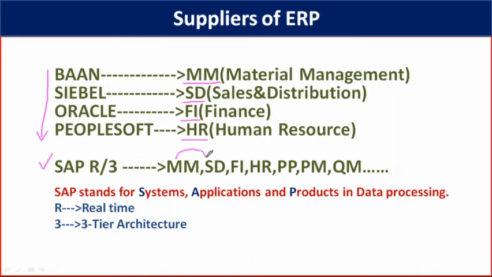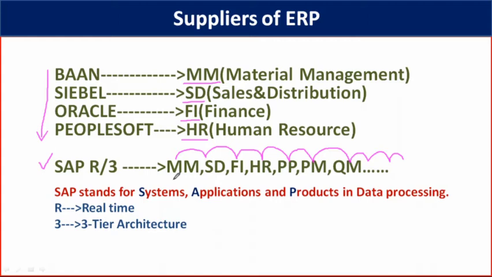SAP is the best ERP when integration is required. MM, SD, FI, HR, PP, all these different modules are integrated. So what is the advantage of integration? They can get the information, everything, from a single database, and from the scratch to the end of the product, everything they can develop under one software. So that is the reason SAP is a better ERP than the other ERPs in the market.